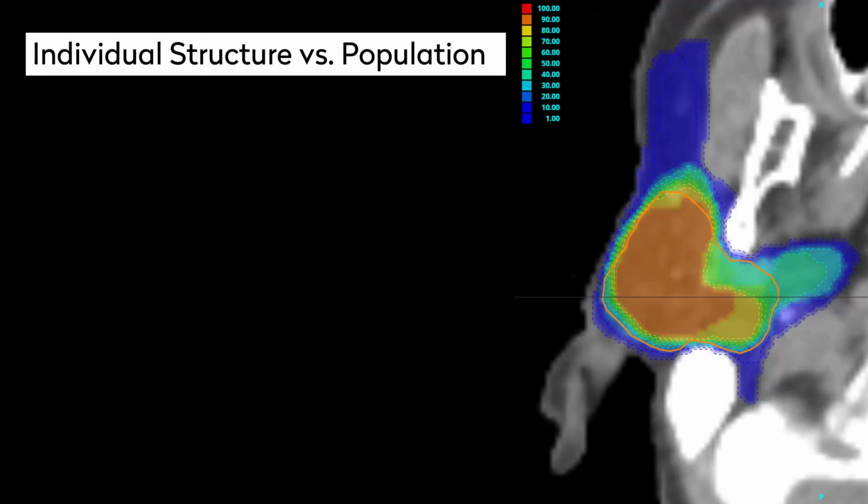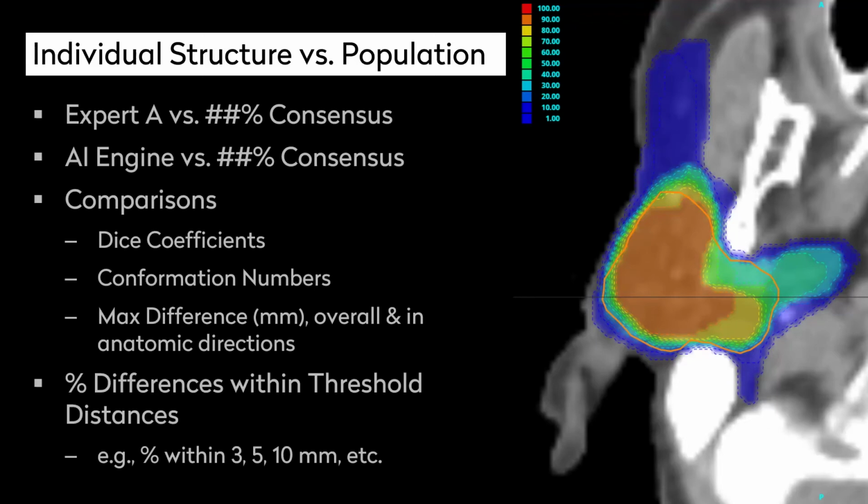Now, when you want to compare the population versus an individual, and the individual here could be an expert or it could be an AI engine, you can do automatic studies of expert A versus all the different percent ISO agreement or consensus lines and start to look and say which of those ISO agreement lines starts to look most like the expert and how close is it. You can do the same thing, of course, with an AI engine. This is a pretty interesting thing as we start to learn what the consensus lines tell us. Of course, comparisons can be things like the Dice coefficient, confirmation number, and max difference or distance from surface to surface in 3D. Those are the very basic ones. We also might be inventing a host of other things.